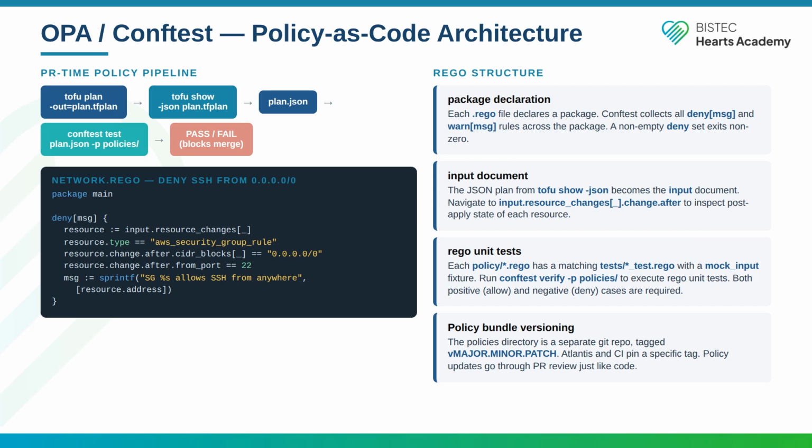3 structural elements of Rego. The package declaration scopes the policy. The input document is the plan JSON. Every resource change is accessible at input.resource_changes. The deny array collects blocking messages. Warn collects non-blocking advisories. Unit tests live in test Rego files and use test-prefixed rule names to verify both the allow and deny paths.